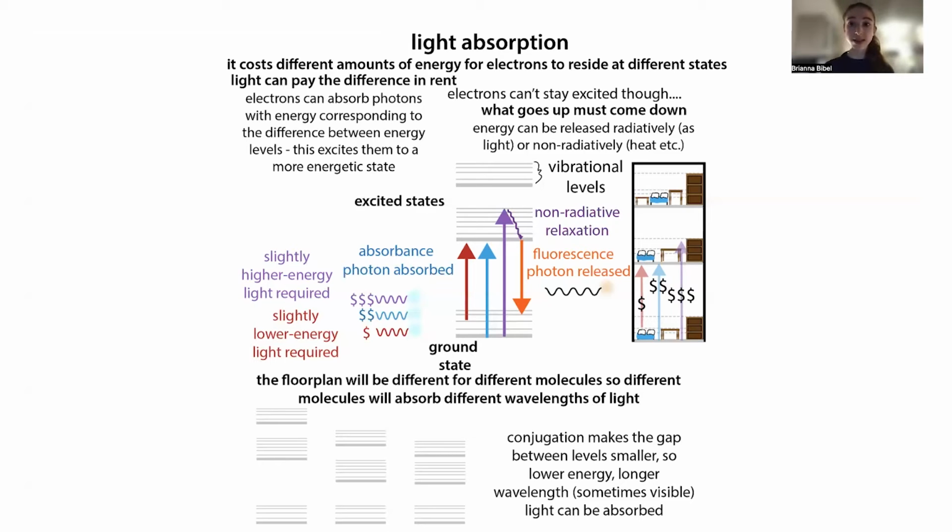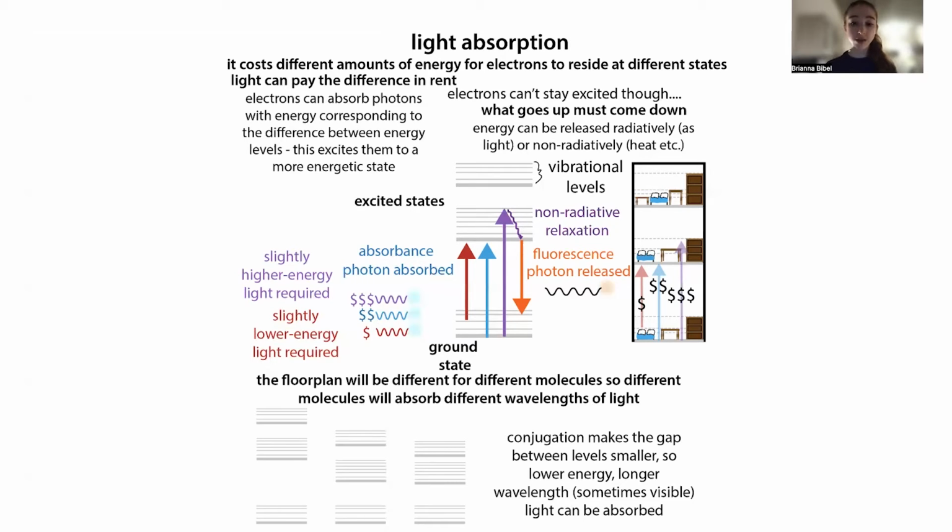Other ways that you can see something sometimes is that if it gives off light when it falls back down, we call that fluorescence. But other times it can just fizzle back down and give off heat or something like that, because you can't stay in an excited state for long.